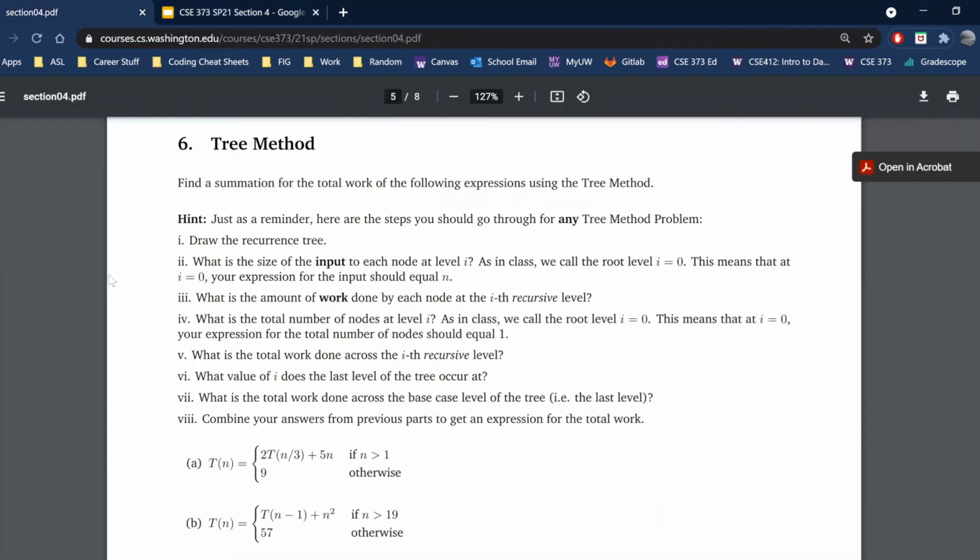All right, cool. So now 6 asks us, at what value of I does the last level of the tree occur?